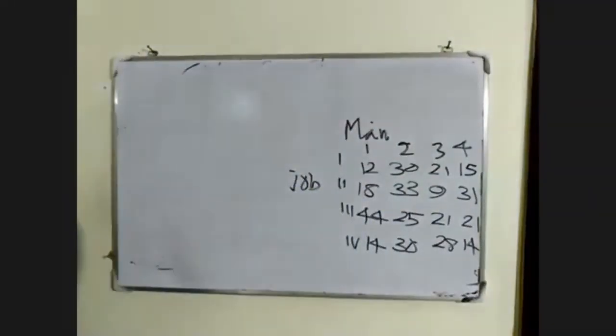The answer is not 55. The first job should be given to the first one. The second job should be given to the third person. Very good. The third job should go to the fourth one.